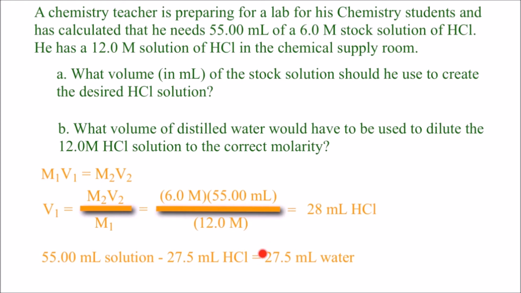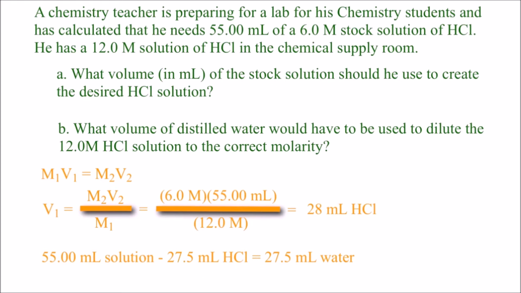Notice how we got the 27.5 here and the 27.5 up here. The reason is because we are exactly halving the concentration of our stock solution. We went from 12 to 6, so we went down by 1/2. That means that half is going to be acid and half of it's going to be water.